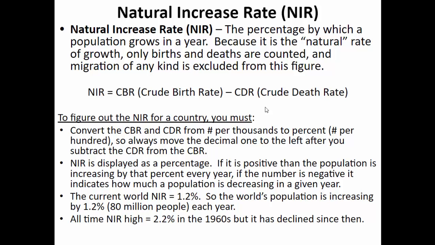The NIR is currently worldwide 1.2%, and that's why we have about 7 billion people, and we have about 70 to 80 million that are being added each year, because 1.2% of 7 billion is 80 million. The all-time NIR high is 2.2%. That was in the 60s, but it has declined since then, so we've gone from 2.2 to 1.2. So again, our population growth is still happening, but the rate at which we are growing is much more reduced than it used to be.